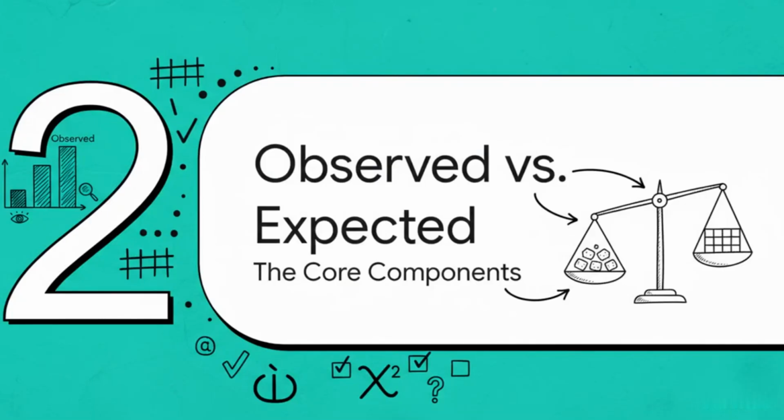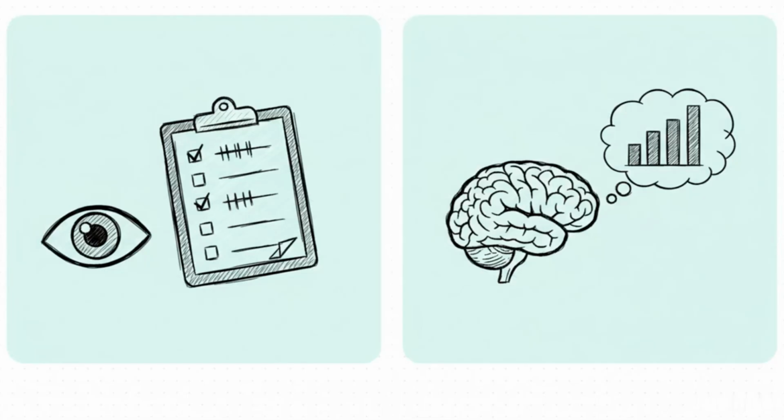So, to really get a handle on the calculation, we first have to get comfortable with its two key ingredients, the observed frequencies and the expected frequencies. It's a pretty simple idea, but it's everything. Observed frequency, we'll just call it O, is what you actually counted. It's the real world. The expected frequency, or E, is what you would have predicted if nothing special was going on. Maybe based on last year's sales or just an assumption that every option is equally popular. The whole test is just about comparing these two numbers.